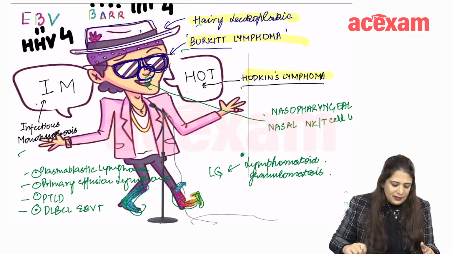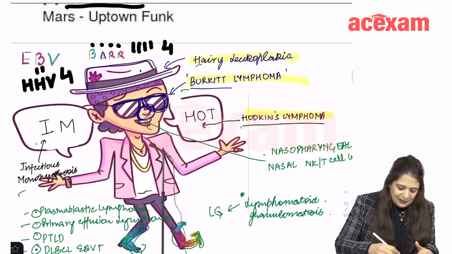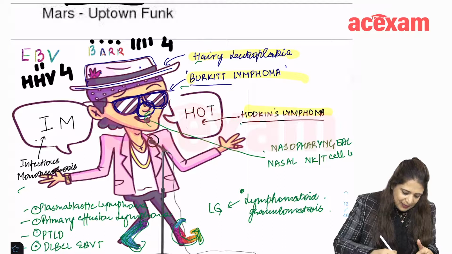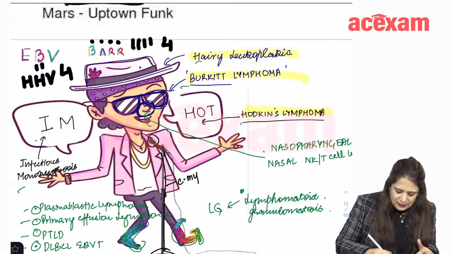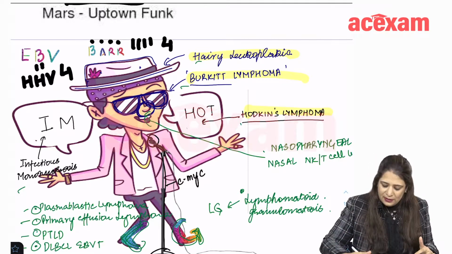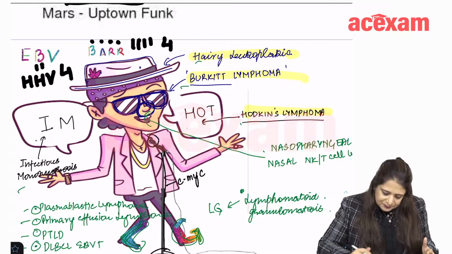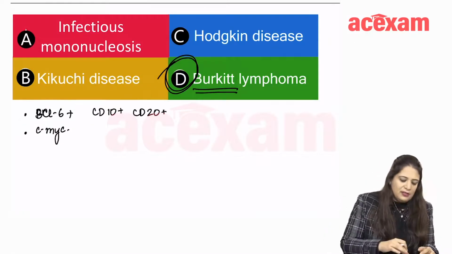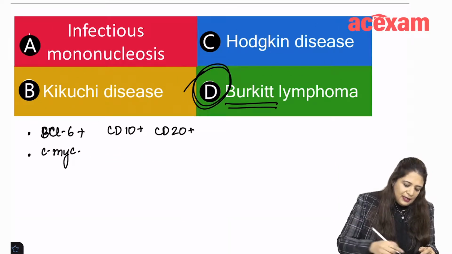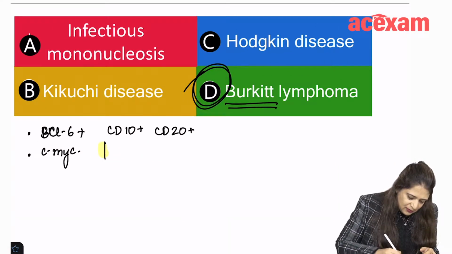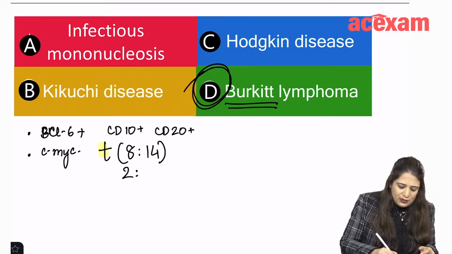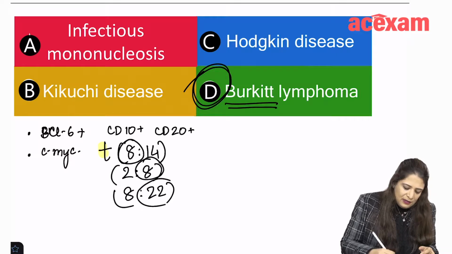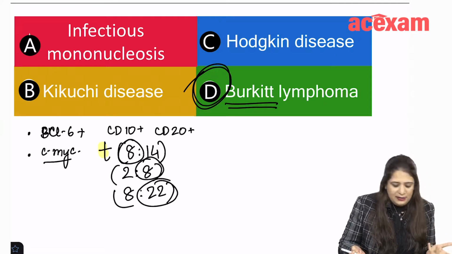I forgot to tell you one thing. If you look at this picture again, there is this mic, right? There is this mic. So maybe you can remember it this way: Burkitt's lymphoma is associated with c-MYC translocation, and the translocation which is seen is 8;14. It can also be associated with 2;8 and 8;22. So which is common amongst them? 8. Chromosome 8 is the one which harbors the c-MYC gene.